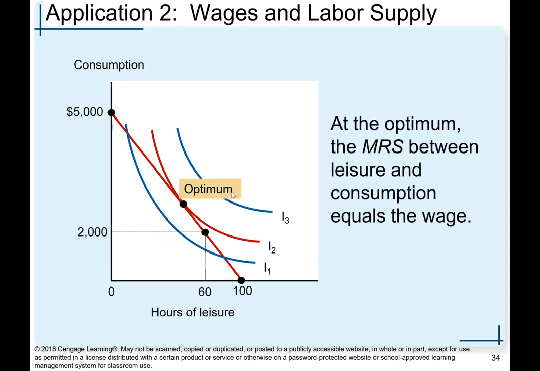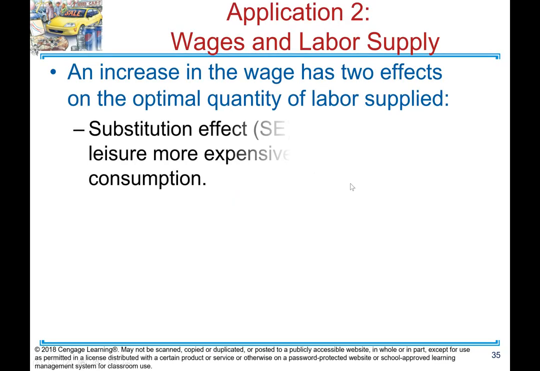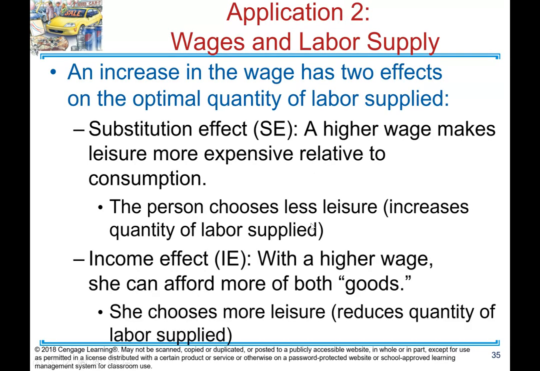Wages and labor supply. As you can see, the optimum is the point of tangency. At the optimum, the marginal rate of substitution between leisure and consumption equals the wage rate. That is the consumer optimum, the consumer equilibrium.